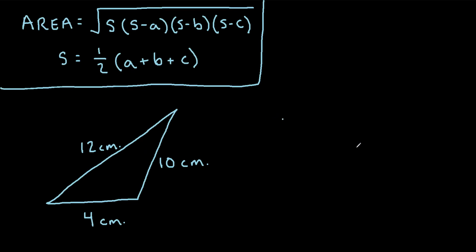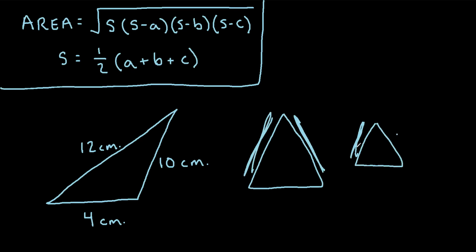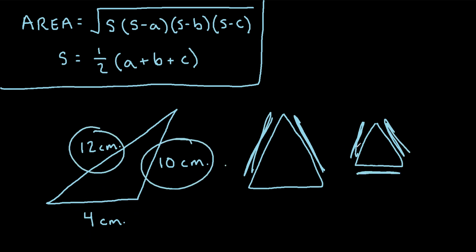So this is in contrast to, say, an isosceles triangle where two of the side lengths are equal, or even an equilateral triangle where all three side lengths are equal. So a scalene triangle, all three side lengths are different. So keep that in mind.